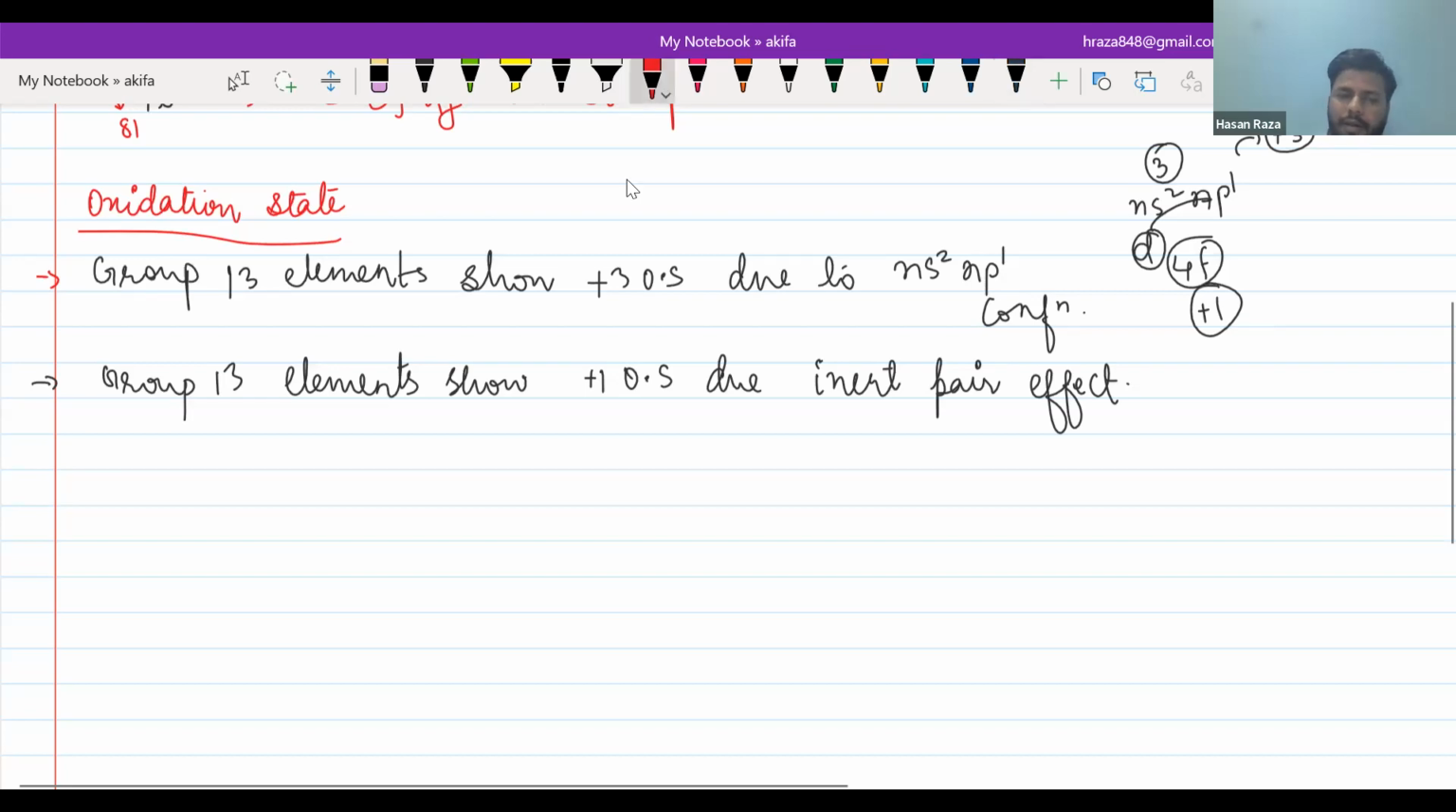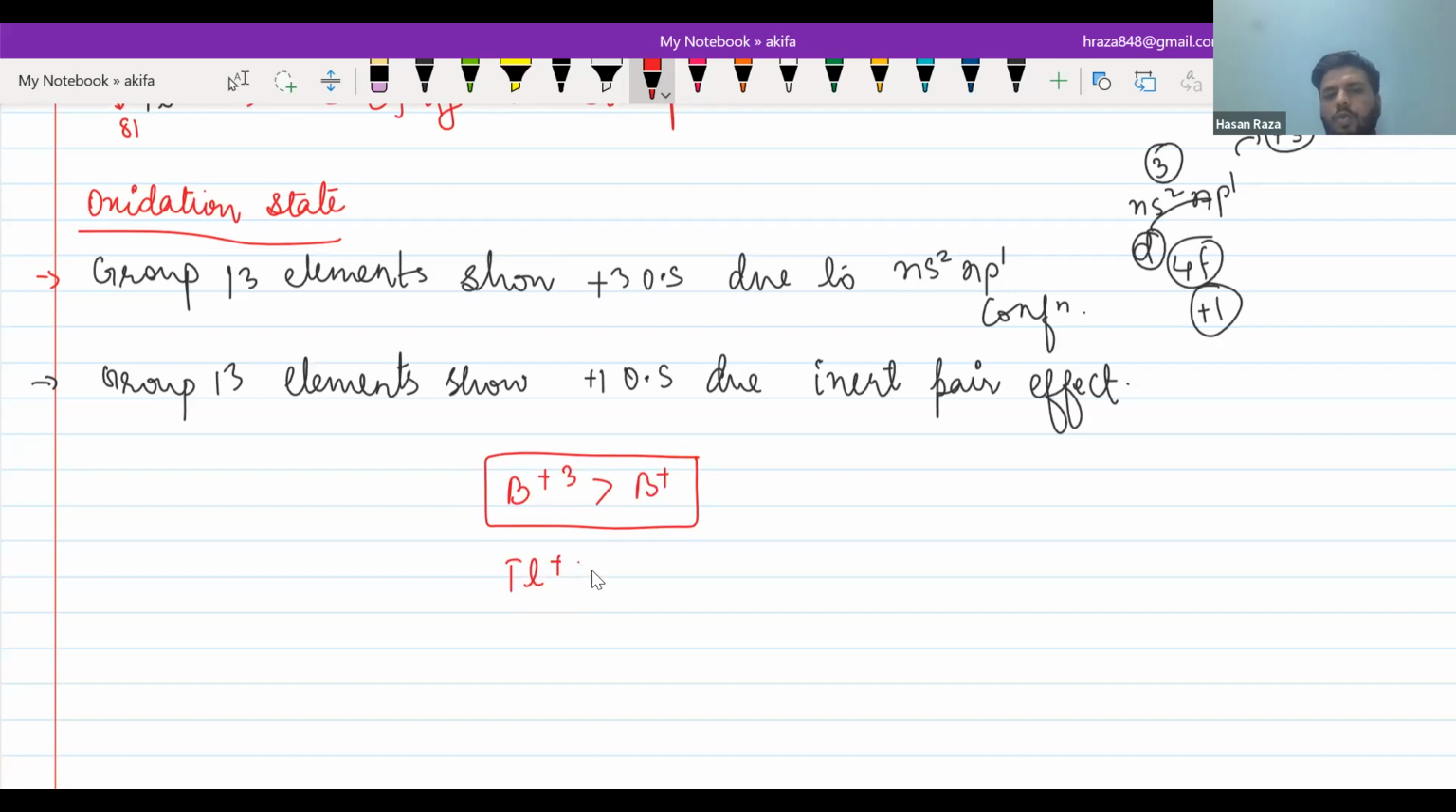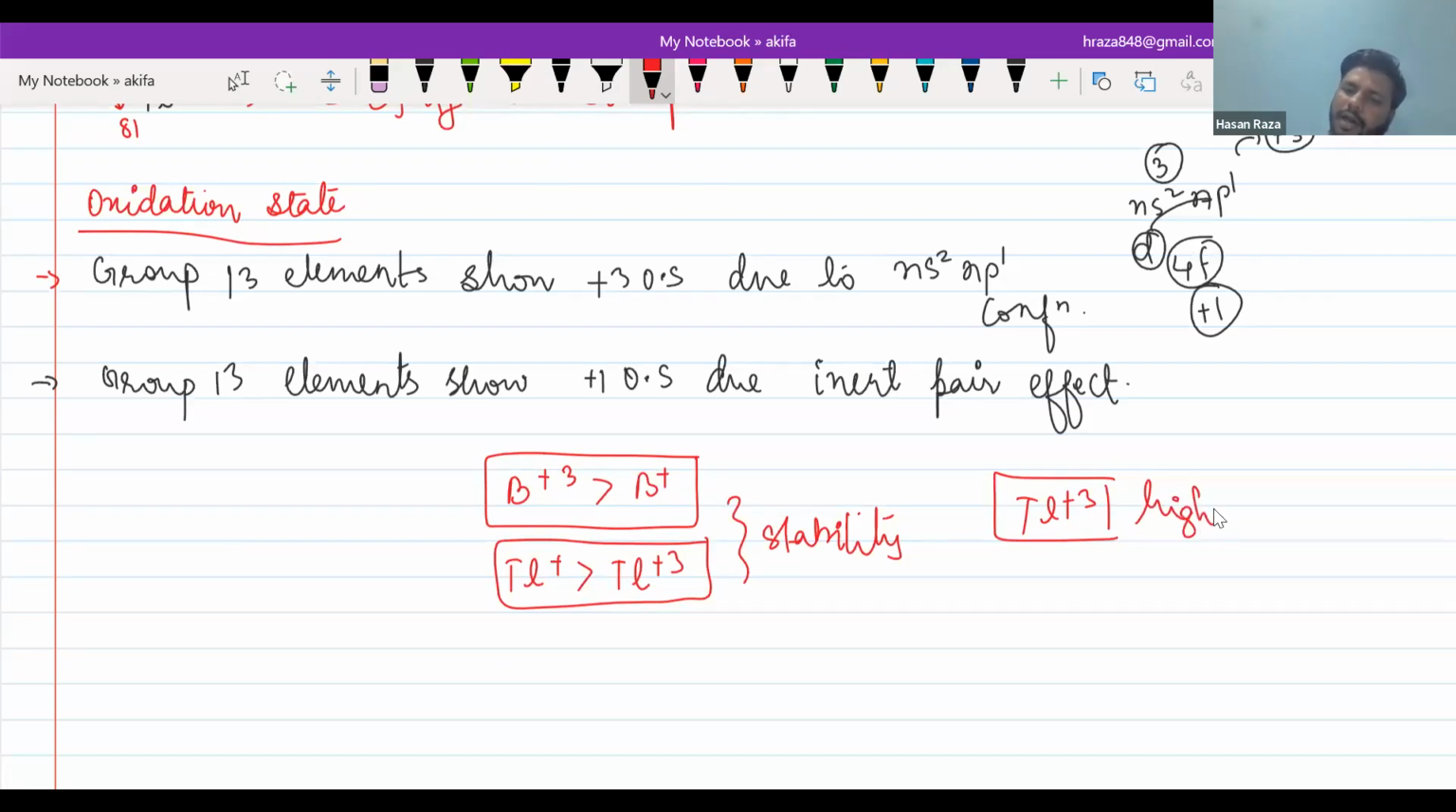So basically, in this group, the elements on the top will be stable in higher oxidation state, and the elements at the bottom will be more stable in lower oxidation state than higher oxidation state. This is the order of stability. And remember one thing, thallium in +3 oxidation state is highly unstable.